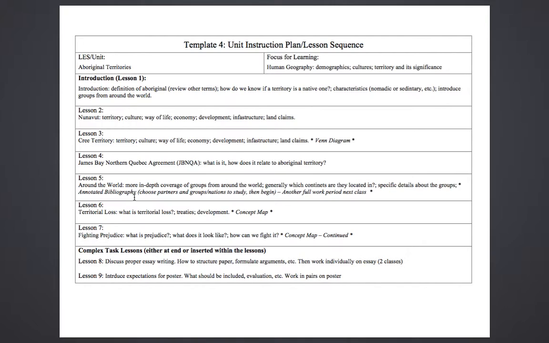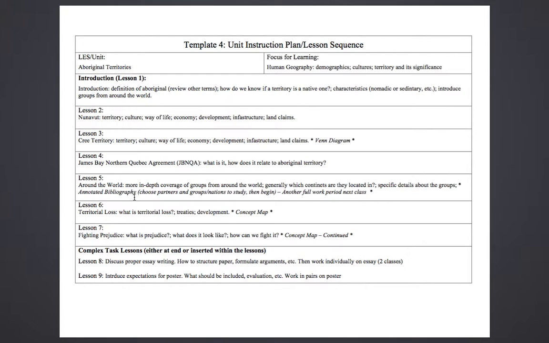So lesson 2 talks about Nunavut territory, lesson 3 Cree territory, and then lesson 4. The first 3 are introductory in the sense that they talk about cultures, but not really about the issues affecting cultures. But lesson 4 is where it takes that shift to more deep thinking. We're going to talk about the James Bay Northern Quebec Agreement, which again, what is it and how does it relate to Aboriginal territory? Well, it's all about the discussion of land claims, development, how that affects territory.